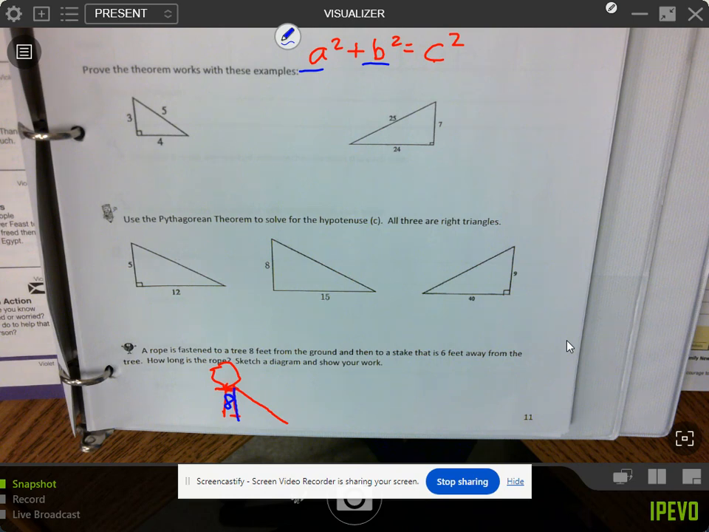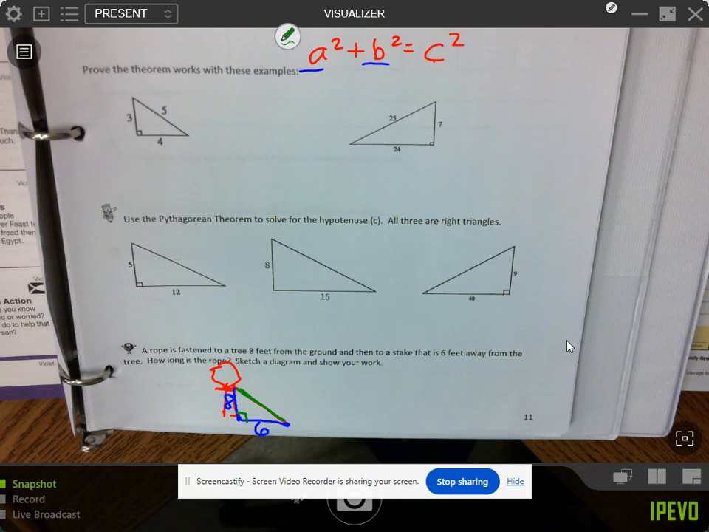And a stake that is 6 feet away from the tree. So bottom of the tree, stake to the ground is 6 feet. How long is the rope? The rope goes here. This, my friends, is a right angle at the bottom of the tree. So we're taking our word problem and turning it into that right angle. And we know 2 of the legs because we drew it.